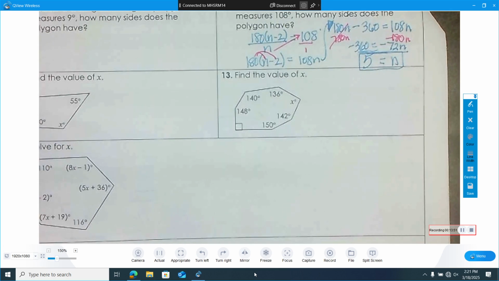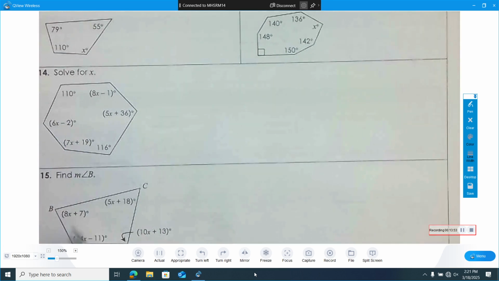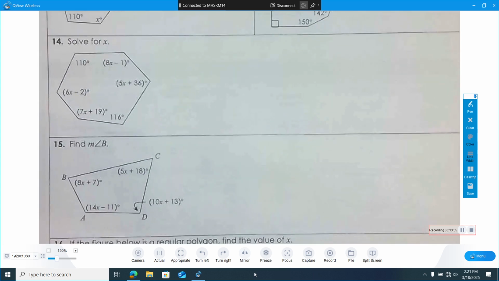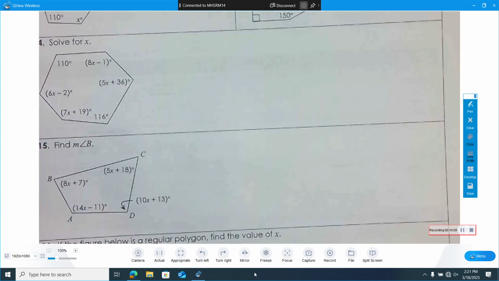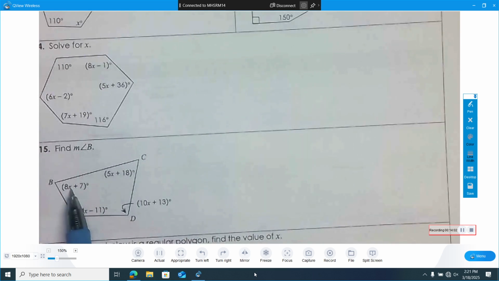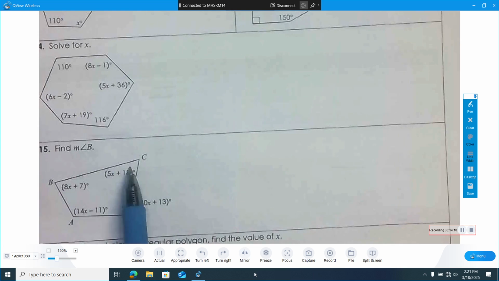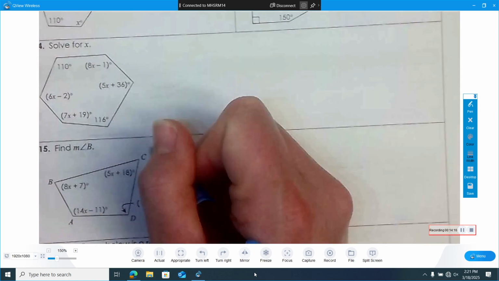Okay. Number 15, we want to find the measure of angle B. And you can see we have all these angles. If we need to find the measure of this angle, what do we need to figure out first? X. Yeah, we definitely have to solve for x first, and then I can plug it in. I have all these angles. What do we need to know? 80 times the amount of angles. Yeah, how many total degrees there are. So we need our sum.